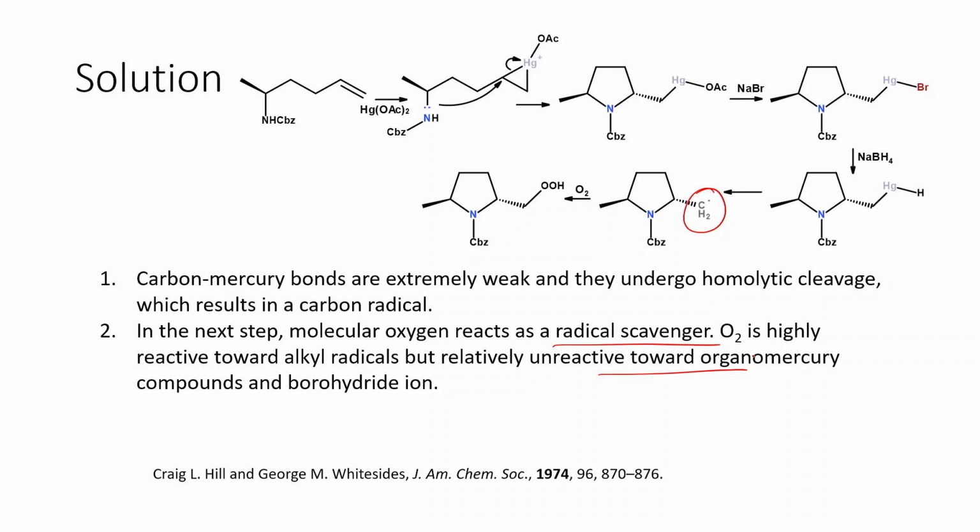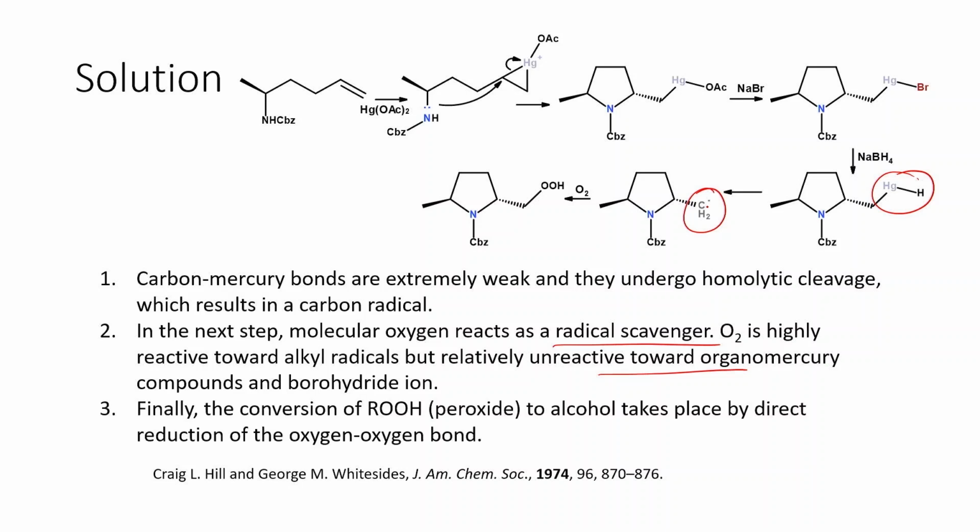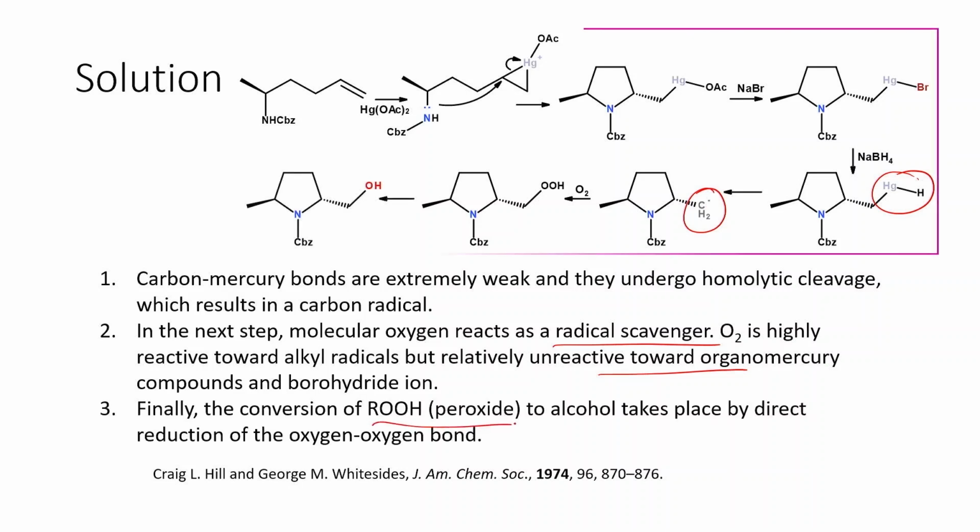This particular oxygen, which is a diradical, is not highly reactive towards either the mercury derivatives or the sodium borohydride. It very specifically reacts only with the alkyl radical, which is a highly reactive species. So that leads to the formation of the peroxide as shown here. And when we treat the peroxide with sodium hydroxide, this leads to the formation of the hydroxy unit. Here the oxygen-oxygen bond is basically broken. That leads to the hydroxy derivative as shown here.